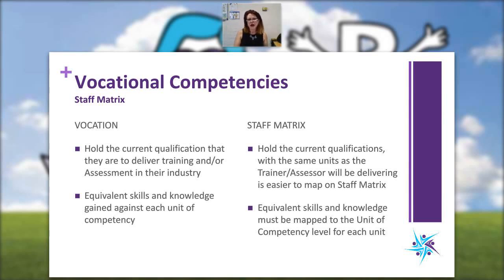So when we look at vocational competencies, some people can get confused. What is a vocational competency? So vocation is the vocation that they work in, so the industry that they work in. And a vocational competency is the qualification or experience that maps over to the qualification that they'll be delivering. So in the vocation, your trainers and assessors should hold the current qualification in the area that they're going to be delivering training and assessment in, or demonstrate equivalent industry skills and knowledge within that area.